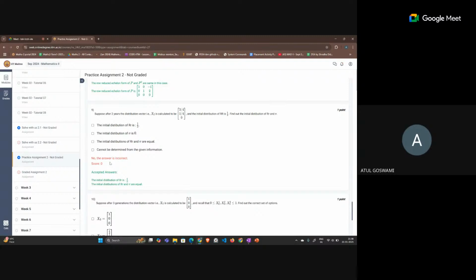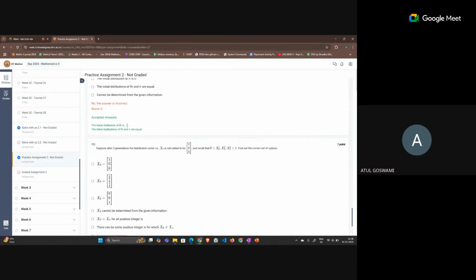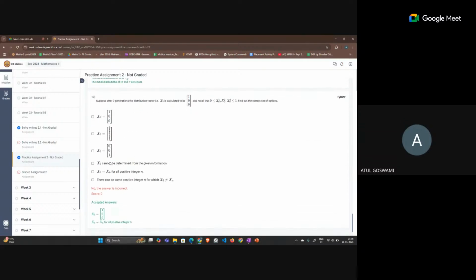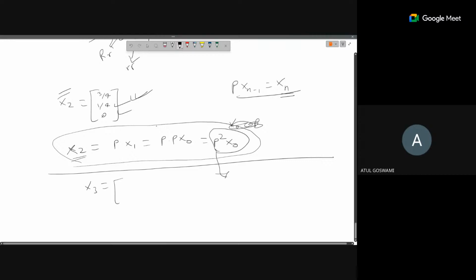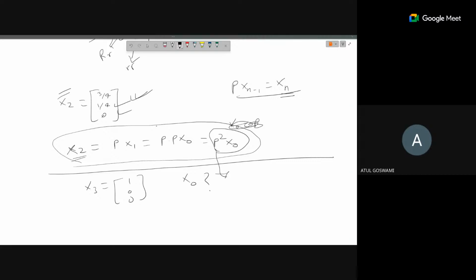So this question is clear because you can find the distribution of both. Very easy. Question number 10. Suppose after 3 generations, the distribution vector, that is x3, is calculated as 1 0 0, and recall that this is 0 to 1. Find out the correct set of options. So x3 is given as 1 0 0, and we have to find x naught. That is the question, right?